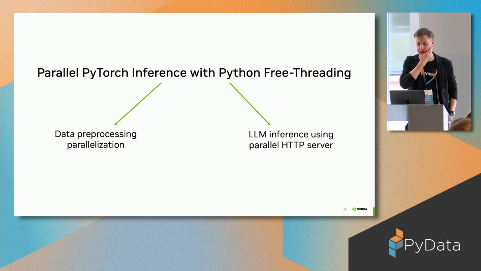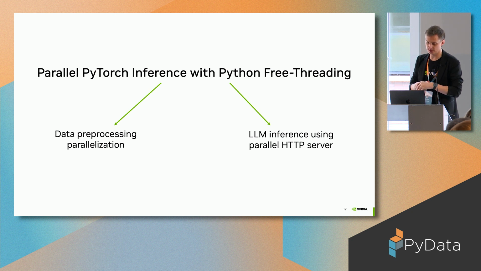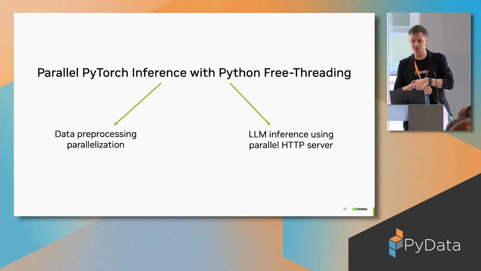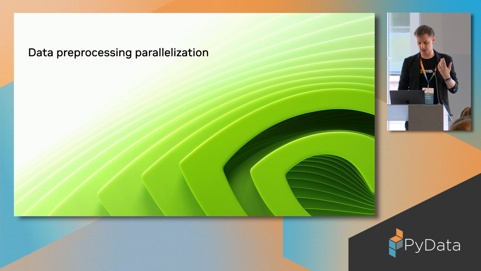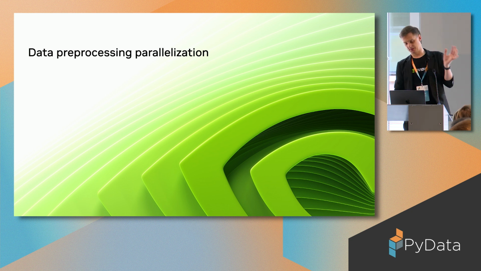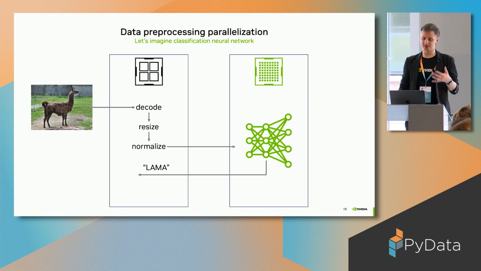So I would like to show you two cases of using free-threaded Python in inference with PyTorch. First is parallelization of data processing, and second is LLM inference with an HTTP server. So let's start with data processing, preprocessing parallelization. This is a scenario that doesn't happen often right now, but let's say that we have a convolutional neural network, some kind of network for classification.